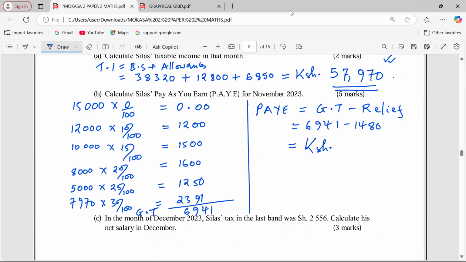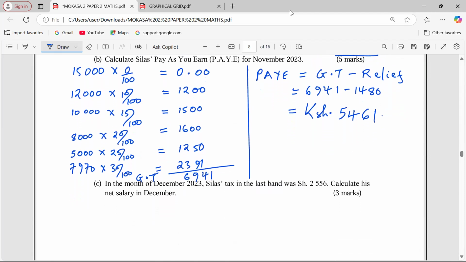So the net tax is equivalent to 5461 Kenya shillings. So that is the amount that Silas paid for this particular month. But look at the next question.